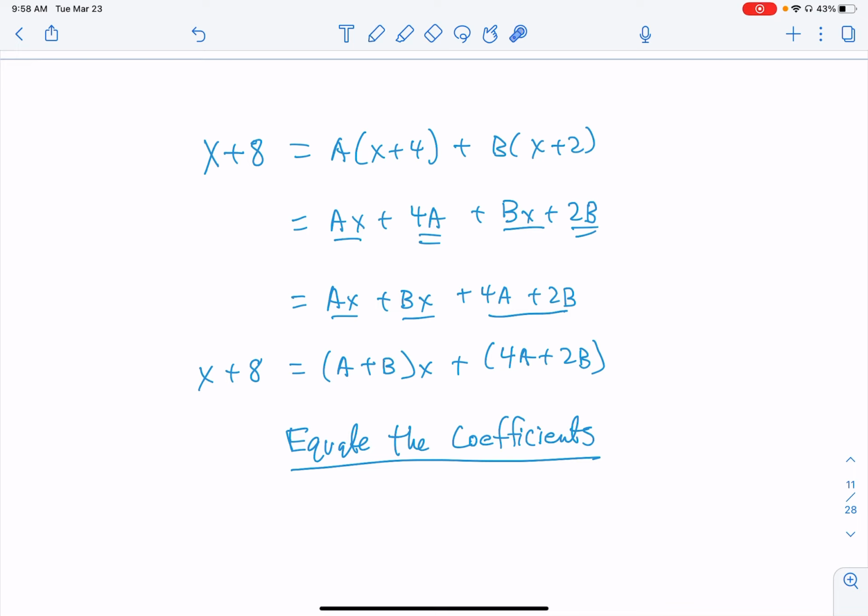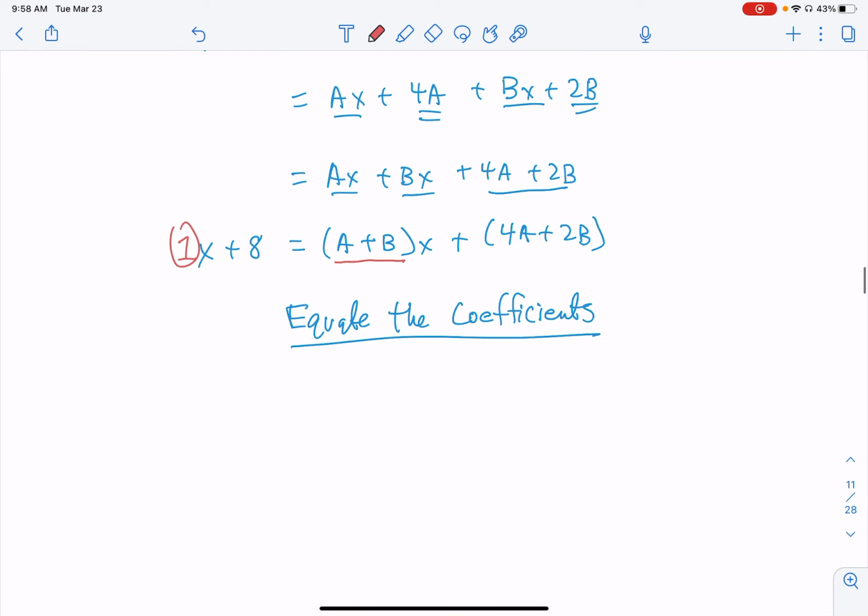So what it basically means is the left side of this equation is identical to the right side of the equation, which means if we put it in order, the leading coefficient out here, which is an understood 1, should exactly match up with whatever A plus B is. So here's our first equation. A plus B should be equal to 1. And then the second equation should be the constant term, which is 8, should be equal to whatever 4A plus 2B is. That's the second equation. 4A plus 2B should be equal to 8.